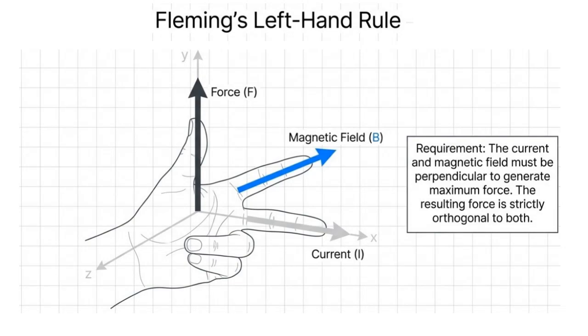This image illustrates Fleming's left-hand rule, which helps us determine the direction of force in a magnetic field when a current is present. Using your left hand, point your forefinger in the direction of the magnetic field, your second finger in the direction of conventional current, and your thumb will show the direction of the force acting on the conductor. For this to work effectively and produce maximum force, the current and the magnetic field must be perpendicular to each other.